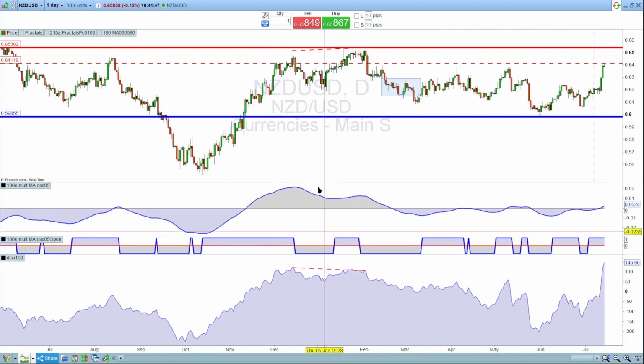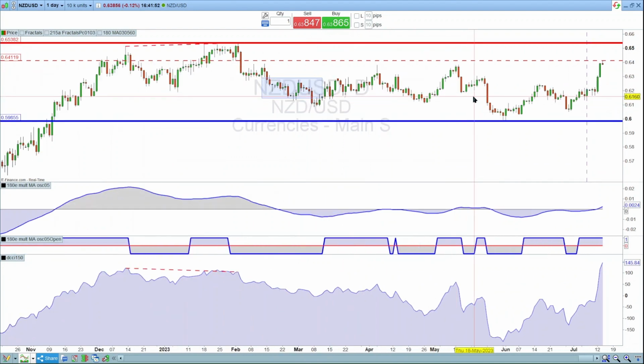There was a divergence, just for historical purposes. There was a bearish divergence back here versus the price. It bounced down and hit our target, just for reference.